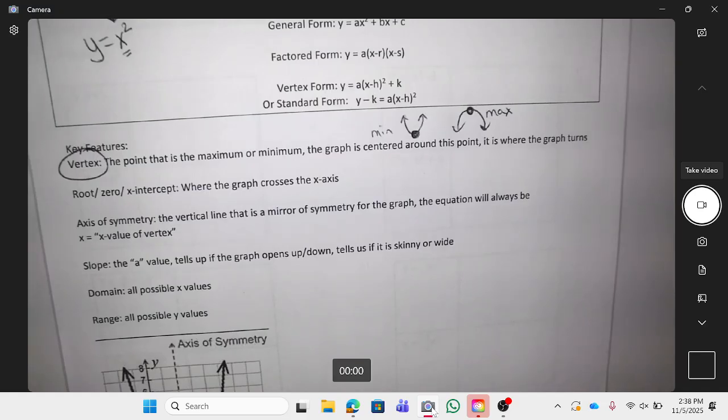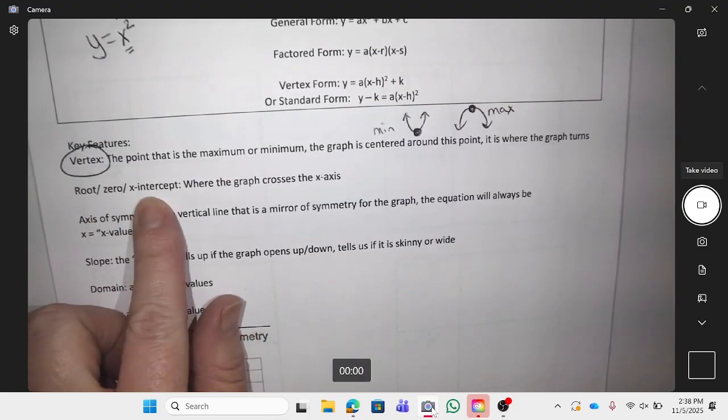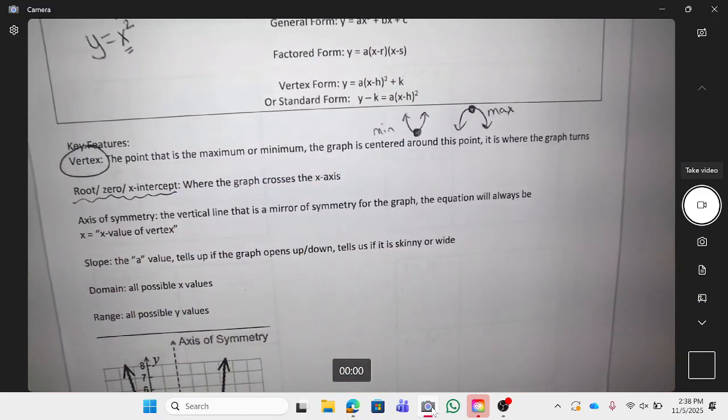We're going to make a statement that that's smack dab in the middle. Okay, and do you know that there's going to be symmetry then on each side of it? Does that make sense? Okay, then we're going to have roots or zeros or x-intercepts. These words are kind of interchangeable. They just mean the same thing, but in the equation or on the graph. That's just the different names for them.